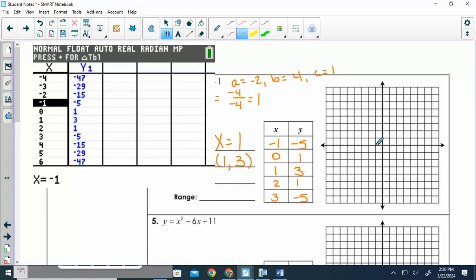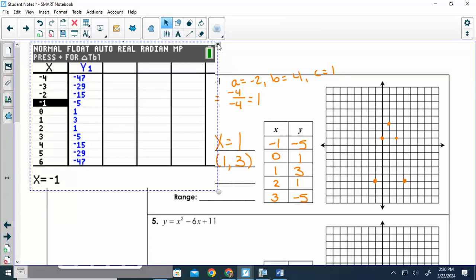Alright, so now I plot these. Negative 1, negative 5 means left 1, down 1, 2, 3, 4, 5. 0, 1, 1, 3, 2, 1, 3, negative 5. How does this parabola open? Down. And how would I have known that before I ever graphed it? Had a negative A.